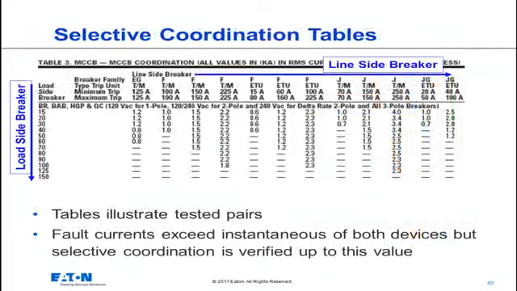The selective coordination tables present pairs of circuit breakers that for the most part have been tested to establish the current at which both devices open. The table is laid out in such a manner as you have the line side or upstream circuit breaker listed across the top and the downstream circuit breaker listed down the left side of the table. For each pair, the content of the table shows us the current value to which selectivity is maintained. Beyond the currents in these tables, both circuit breakers will open should they both see that current.